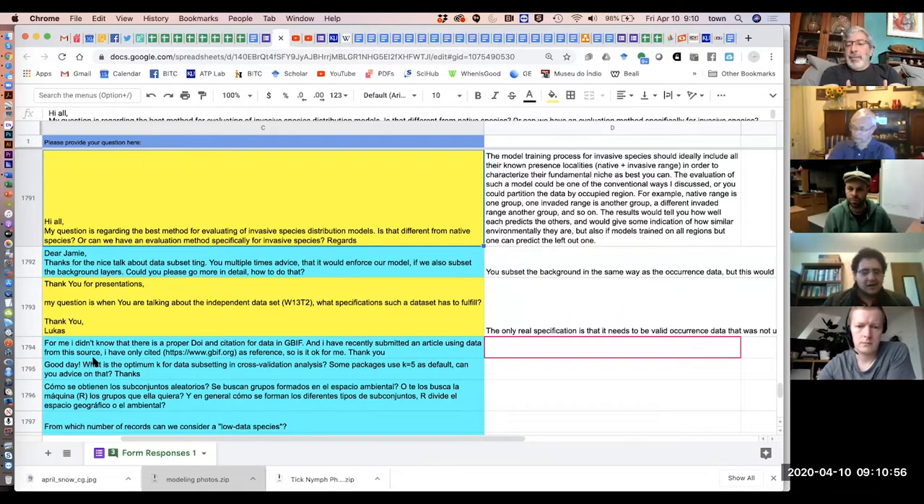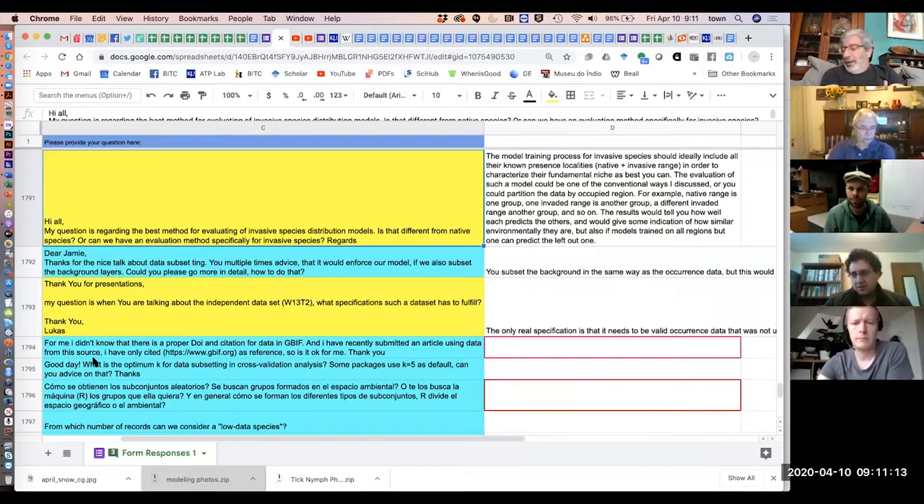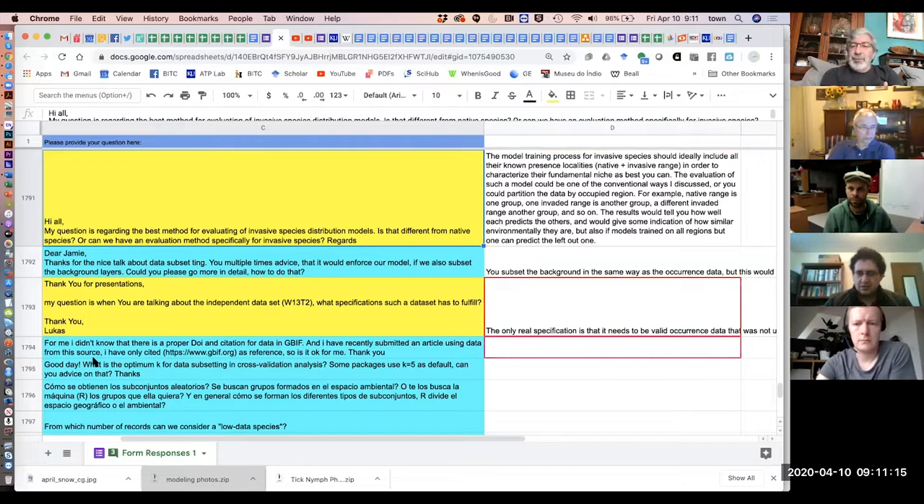Yeah, we're going to come back to the idea of calibration areas and accessible areas. But working on a species that is not yet in distributional equilibrium is very challenging. And my feeling is that we can often get to the wrong answers because of that.